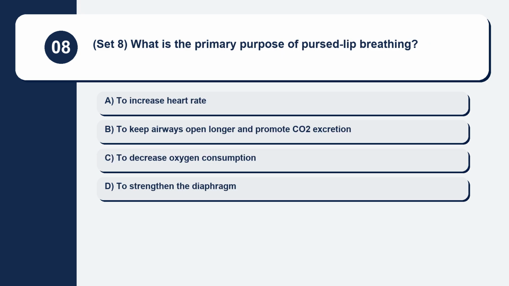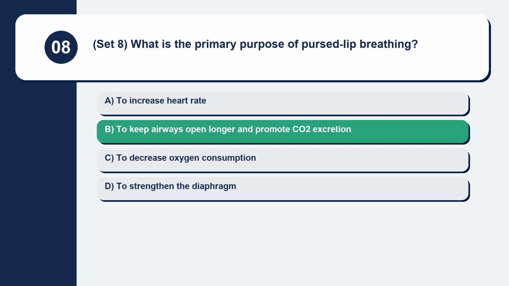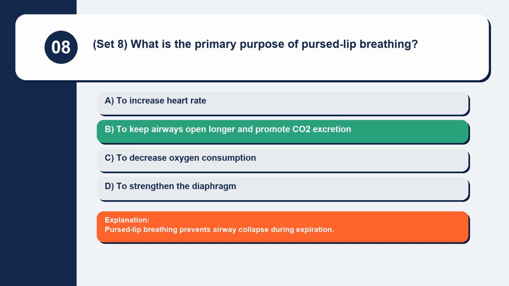Question 8. Set 8. What is the primary purpose of pursed lip breathing? To increase heart rate, to keep airways open longer and promote CO2 excretion, to decrease oxygen consumption, to strengthen the diaphragm. Pursed lip breathing prevents airway collapse during expiration.